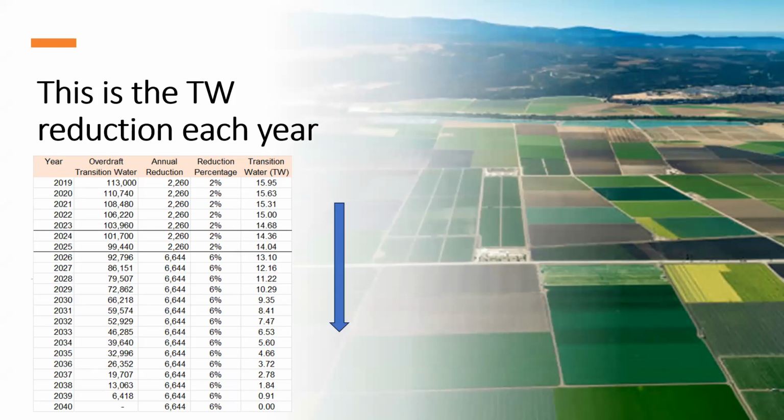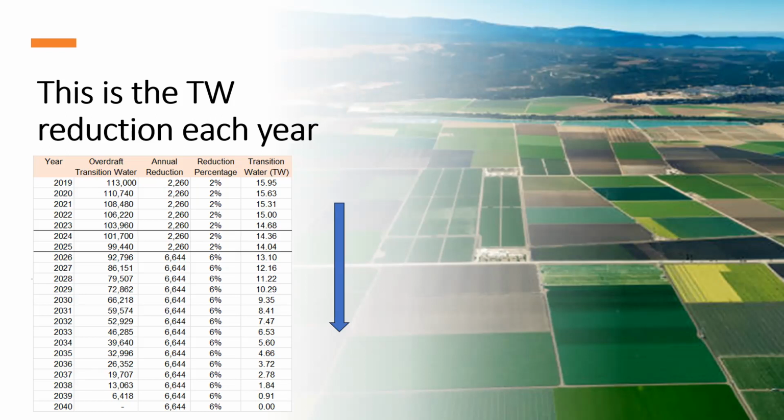But you can see that transitional yield category is going to eventually get to zero. We're not talking about sustainable yield and reallocation yield. We're just talking about the TW bucket, the transitional water allocation. And you can see how it continues to drop. And then at 2040, it's at zero. And that's the goal, is to get that to zero.